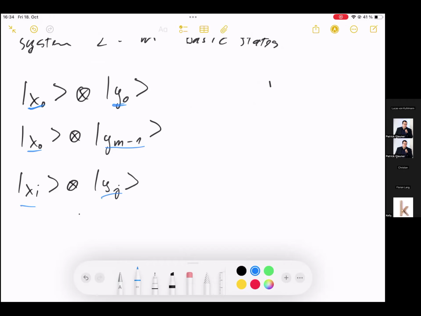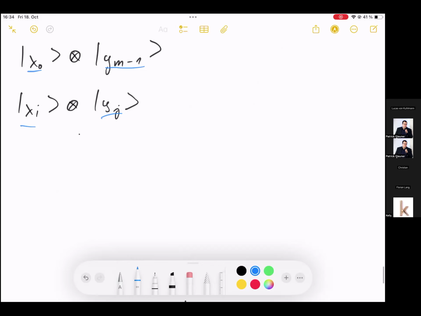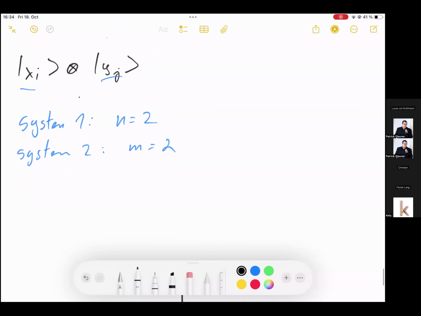And now we assume we have two systems. System 1 has n equals 2, and system 2 has m equals 2. Then we can think about what the basic states of the composite system are. To build the basic states of the composite system, we need a tensor product of the basic states of the individual systems.